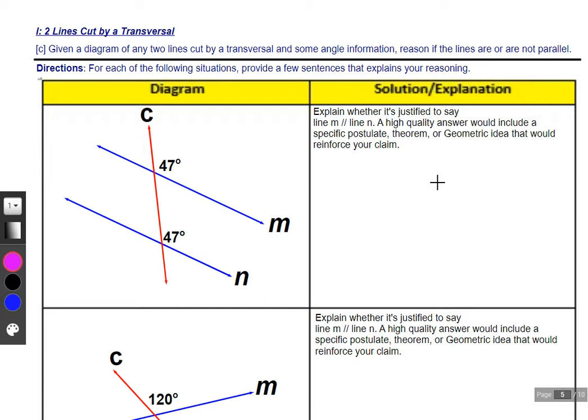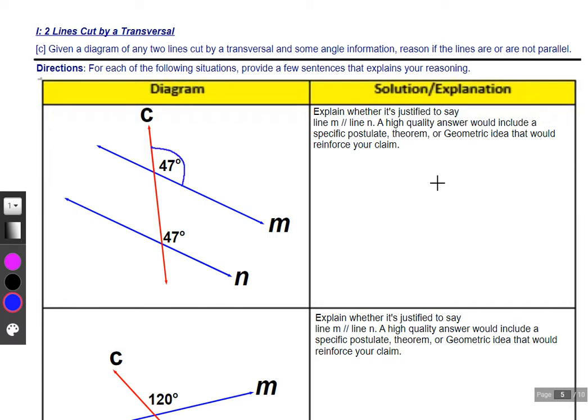This is in the same vein as 2 lines cut by a transversal, but it's a little bit different approach. If you notice, they're not saying these lines are parallel, tell me what the value is. They're giving you values, and they're asking if the lines can be justified to be called parallel. Now, the justification cannot be, oh, they look parallel. The justification has to be something with the angles and what the angle values are going to tell you. The first thing we should establish is that these angle values are in the corresponding position.